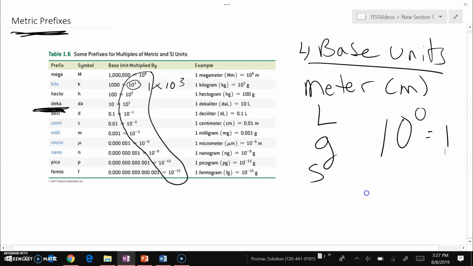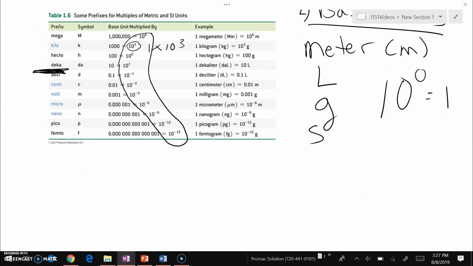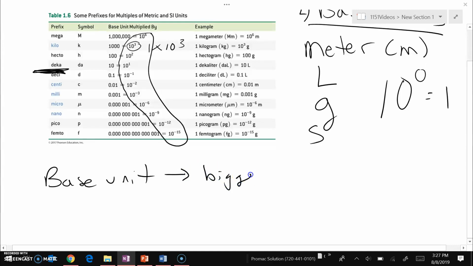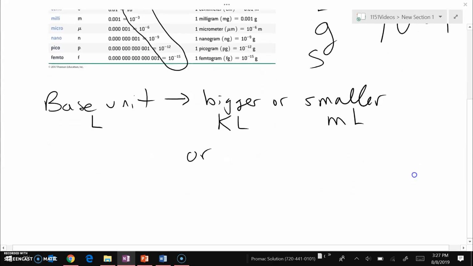So, what you're going to do, I'm going to scroll down a little bit. What you're going to do is we either are going to go from a base unit in conversions using these metric prefixes from a base unit to a bigger or smaller unit, okay? So an example would be liter to something bigger would be kiloliter, something smaller would be milliliter. Okay, or another option, in chemistry, we will go from the prefix unit, I'm going to call it that, to a base unit.